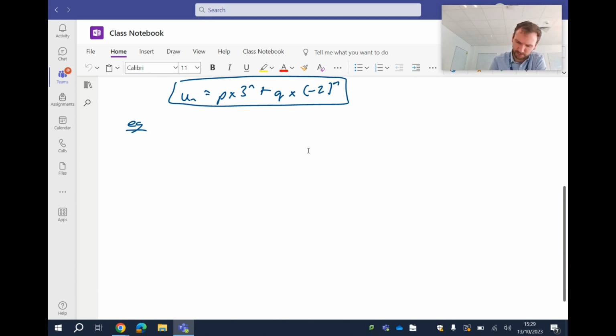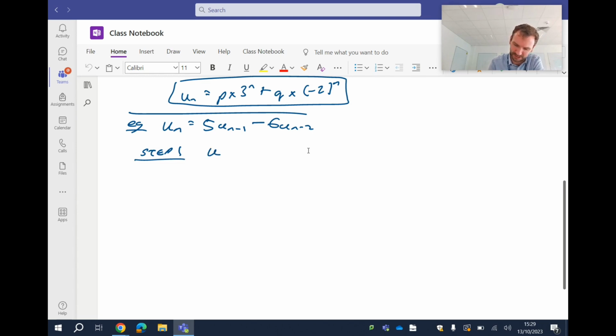So the second example I want to look at, I'm going to tell you that u_n equals 5 u_(n-1), subtract 6 u_(n-2). Step 1, rearrange it, get all your u_n's on one side. So we're going to get just this stuff here equals 0. Because it's equal to 0, it's homogeneous, we don't need to go down the trial function route just yet. So from here, what should we do?